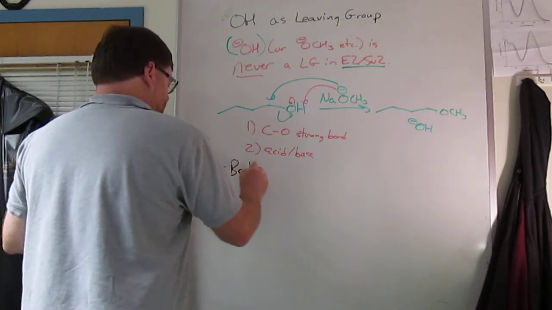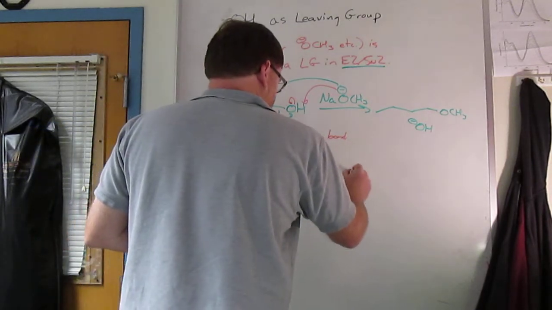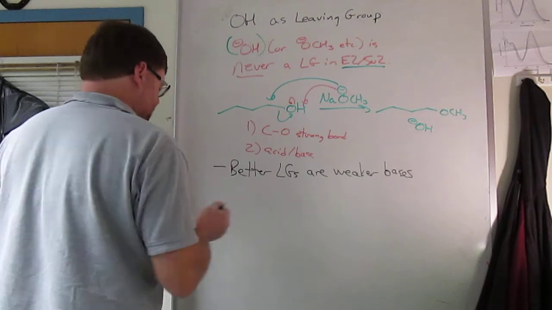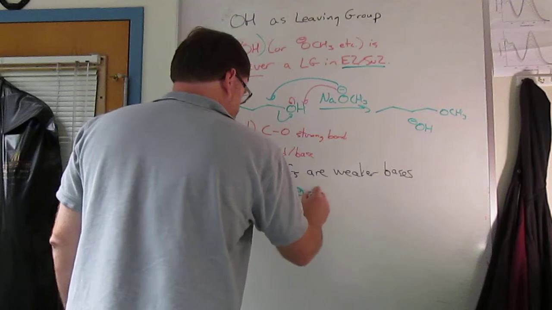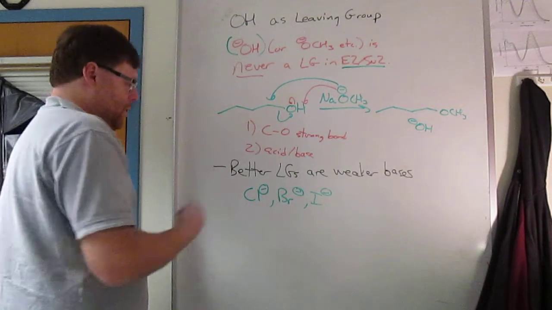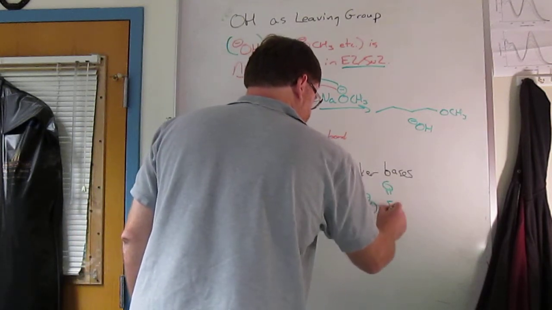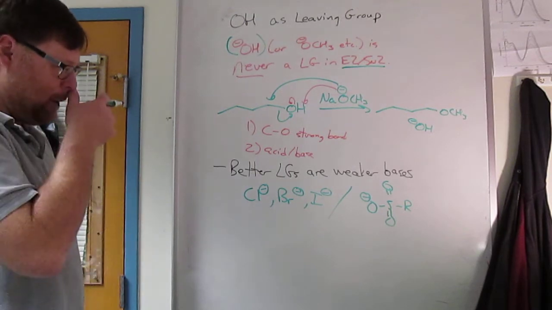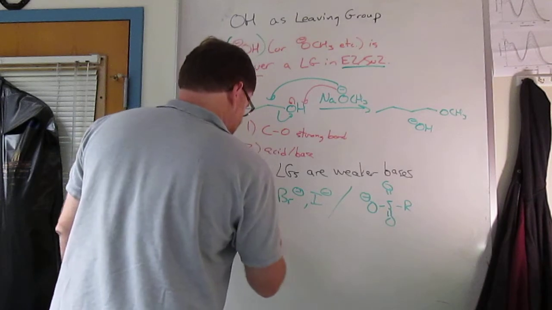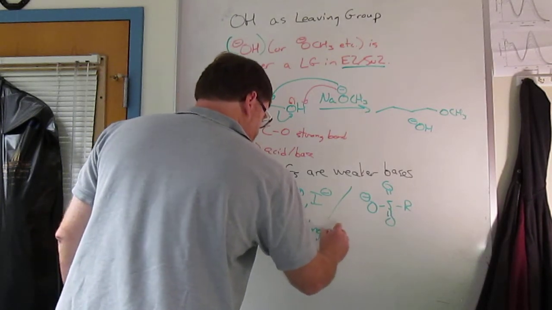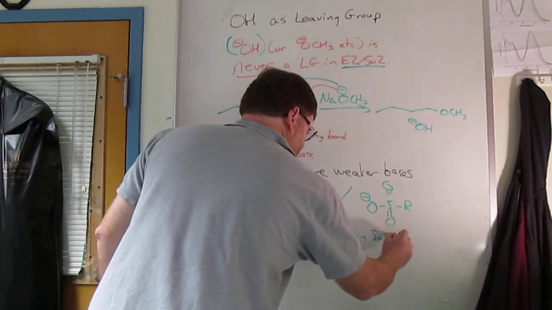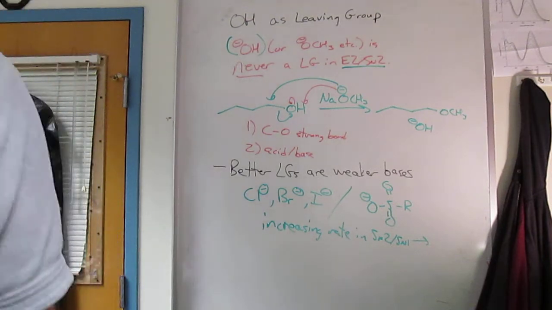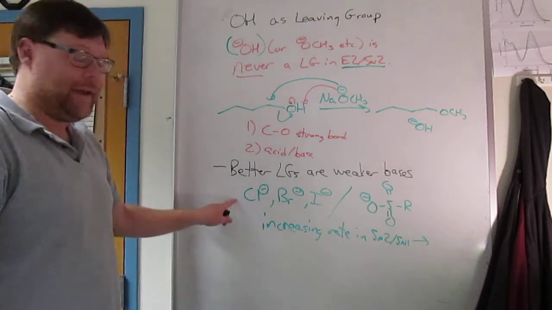So, better leaving groups are weaker bases. If we think about what leaving groups we know of, chloride, bromide, iodide, those are all weak bases. Also, sulfonate esters are good leaving groups. That's basically the conjugate base of sulfuric acid or a sulfonic acid. These, in fact, are better leaving groups. So chloride is a worse leaving group than bromide, which is a worse leaving group than iodide, which is a worse leaving group than a sulfonate. But these are basically it in terms of the leaving groups that we're going to look at.